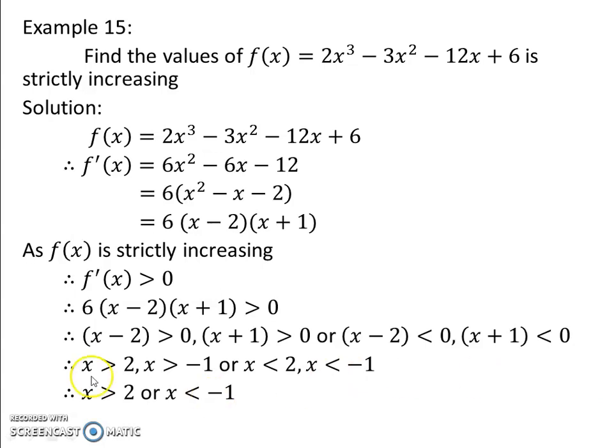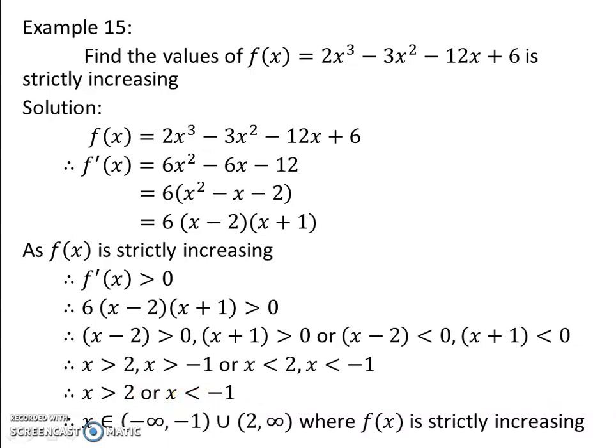In the form of interval, x greater than 2 means x belongs to the open interval 2 to infinity. Less than minus 1 means minus infinity to minus 1. And means union. Therefore, x belongs to the open interval minus infinity to minus 1 union 2 to infinity, where f of x is strictly increasing. So whenever we want to find the values of x where the function is increasing or decreasing, we differentiate f of x, write f dash of x as a product of two terms, and check whether it is positive or negative depending on increasing or decreasing, and find the values of x.